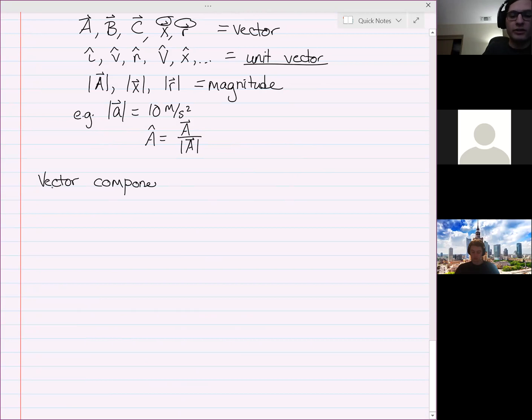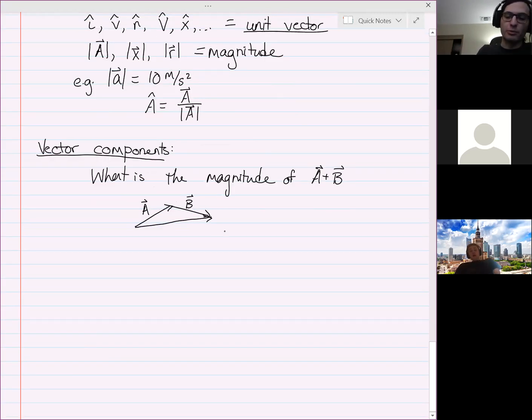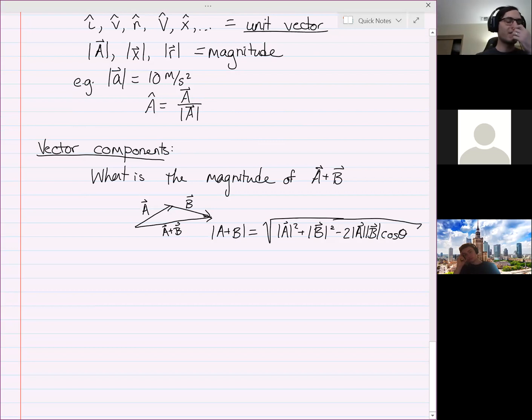Vector components give you a useful way to answer the question of what is the magnitude of a plus b? You have two vectors, a and b. You could lay them end to end, get out your ruler, and then measure the resulting vector, but maybe you don't have a ruler. You could use geometry to find the magnitude of a plus b, this triangle here, by noting that the magnitude is equal to the square root of the magnitude of a squared plus the magnitude of b squared minus 2 times the magnitude of a times the magnitude of b times the cosine of the angle between them. You could do that, but that's a hassle, and not particularly convenient.